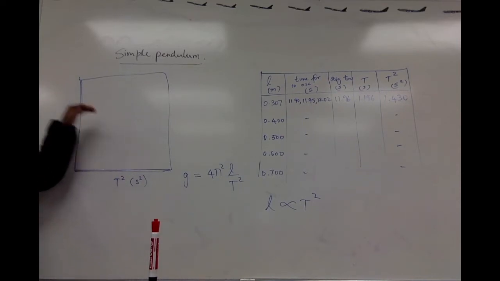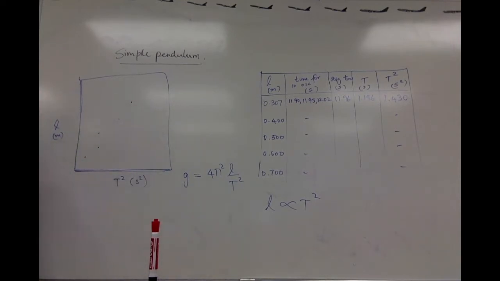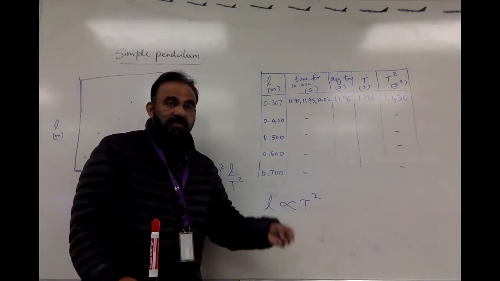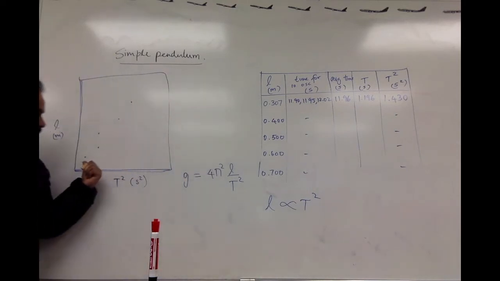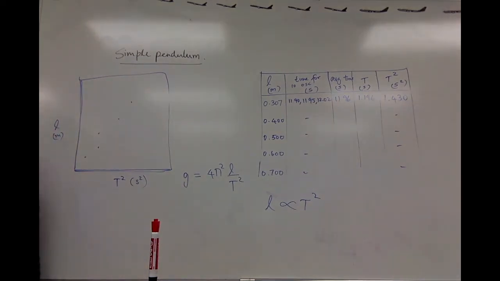Right, so we have length here and time square here. If you plot those values over here, you will get points. As you can see here, the points are all going from the 0. Which means, according to this equation, when length is 0, your time square is supposed to be 0. So you're expected to have a graph starting from the origin. It's supposed to start from the origin, but it may not.